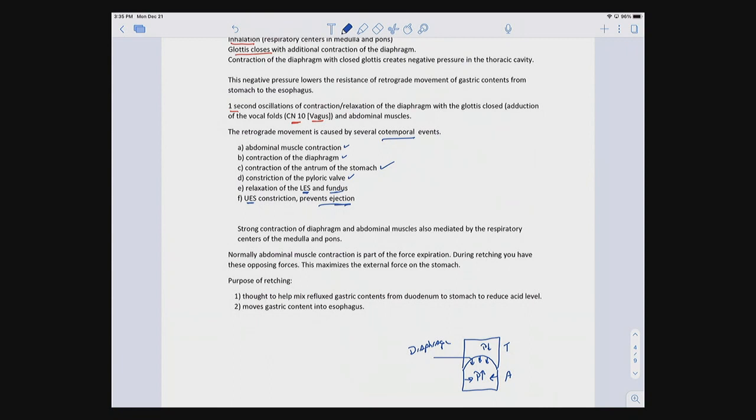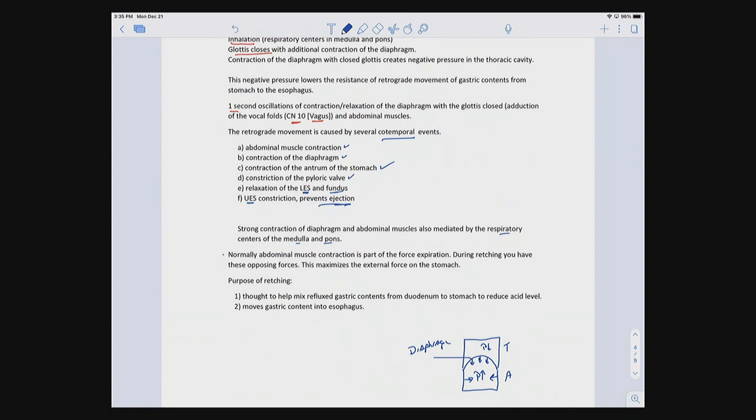The strong contraction of the diaphragm and the abdominal muscles is also mediated by the respiratory centers in the medulla and the pons. And again, I've already talked about contrasting this with normal forced expiration, so I'll not rehash that. So why are we doing all this? What's the purpose of the retching?